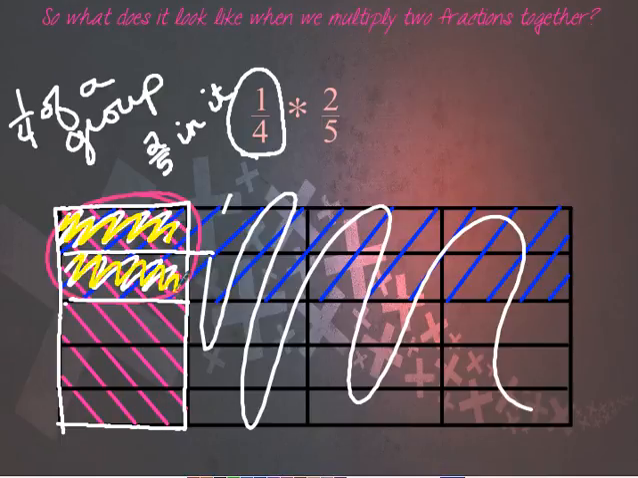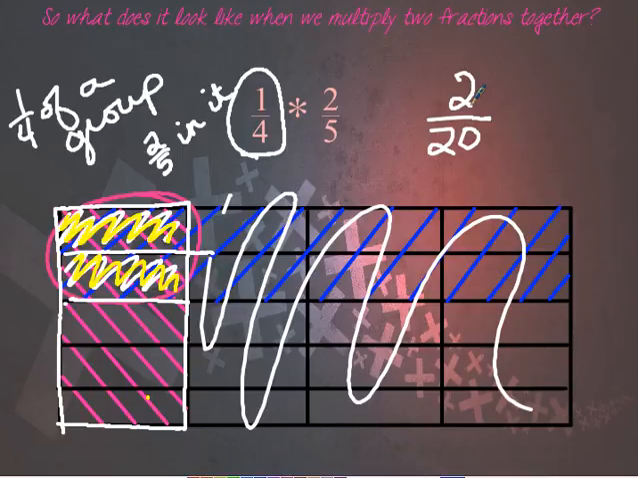Okay, so now these pieces are no longer worth 1/4 and they're not worth 1/5. These pieces are actually 20ths, because if you go through and look, 1, 2, 3, 4, 5 by 1, 2, 3, 4, there's 20 pieces in this grid now. So mathematically, we still do it the same way. We're still multiplying straight across.